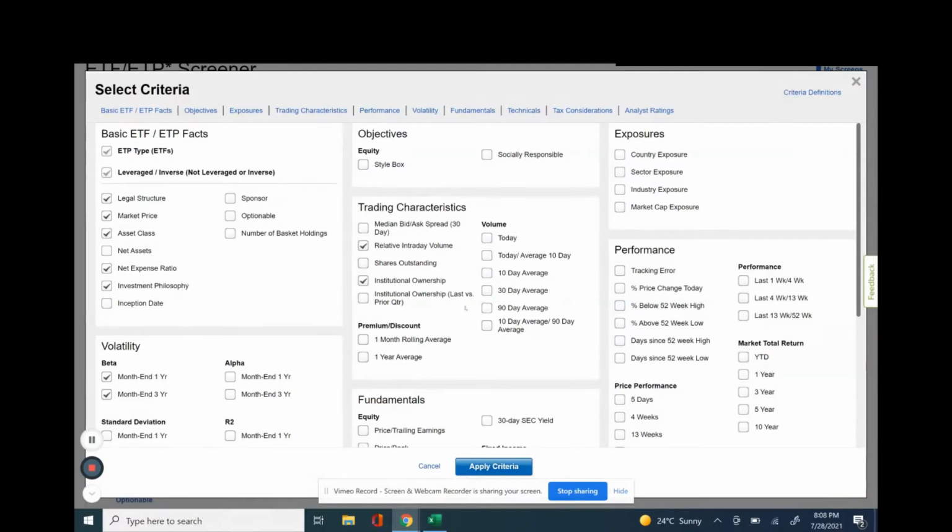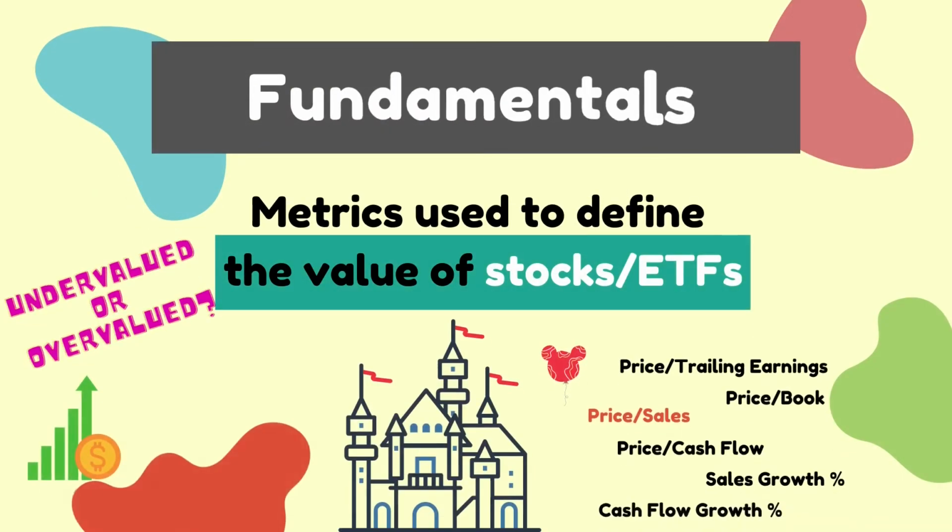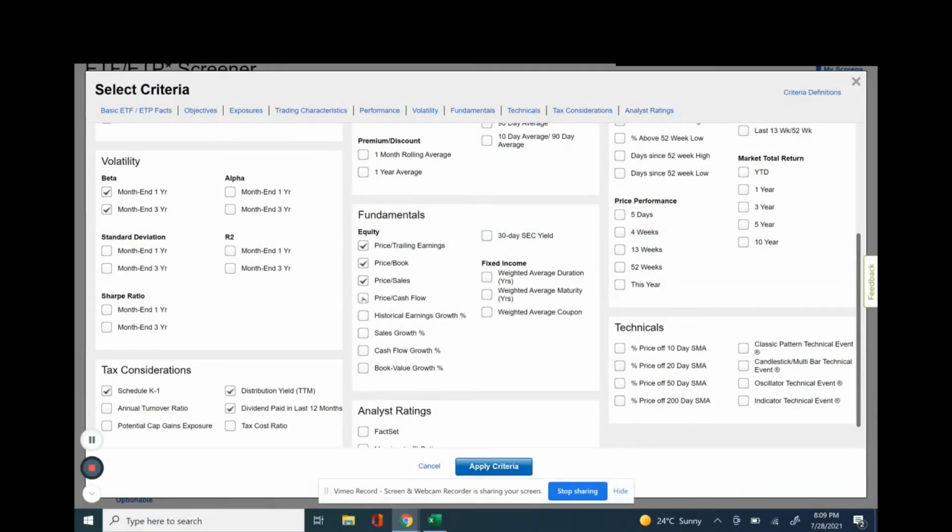Again, you can look at your fundamentals. Again, these are ratios such as your price to earnings, your price to book, which is your book value, your price to sales. Certain companies such as Disney use this metric and it can be used as a metric to measure ETFs. Again, these are more of your valuation metrics. So if you're trying to understand whether a particular ETF is overvalued or undervalued, these are the type of ratios that you want to take a look at. Your price to cash flow, your historical earnings growth percentage, your sales growth, your cash flow growth, as well as your book value growth. Again, all of these are just mechanisms for you to make a better judgment whether this particular ETF is good or not.